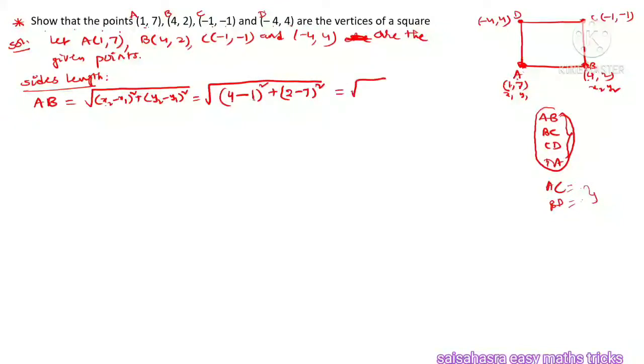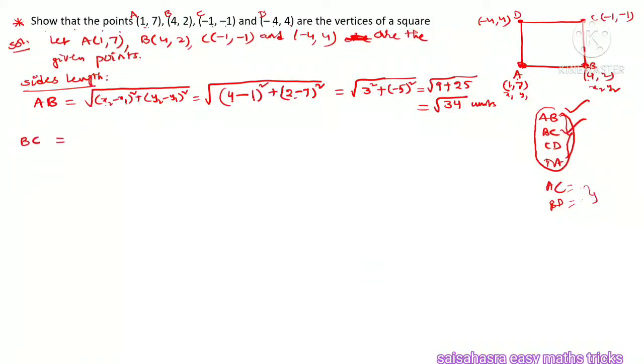So 4 minus 1 is 3. So 3 square plus 2 minus 7 is minus 5 whole square. 3 square is 9, plus minus 5 whole square means minus 5 into minus 5, that is minus into minus plus, 5 into 5 is 25. That's why we can write 9 plus 25, root 34 units. AB is clear. Next we need to find BC.